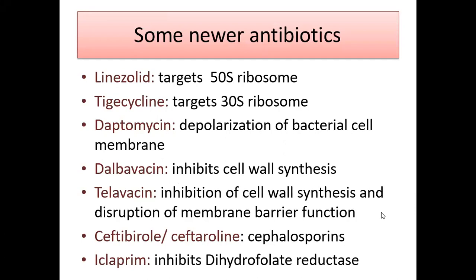Some newer antibiotics have already been developed, and their mode of action and mechanism of action is totally different. Yes, let's see: linezolid can target 50S, tigecycline can target 30S, streptomycin. It can depolarize the membrane and enter, and oritavancin inhibits cell wall synthesis. Telavancin inhibits cell wall synthesis and can disrupt the membrane, and ceftaroline, a cephalosporin, can inhibit different types of enzymes.